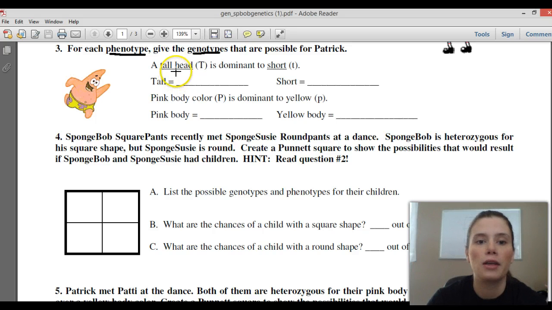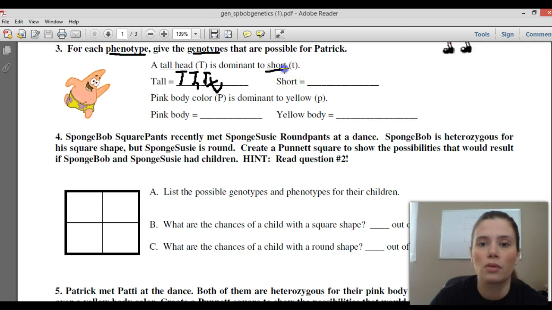And for tall, it could be two. It could either be big T, big T, or big T, little t. For short, there's only one possible scenario since it's a recessive trait. And that genotype is little t, little t.